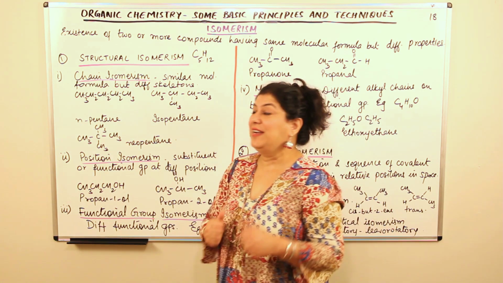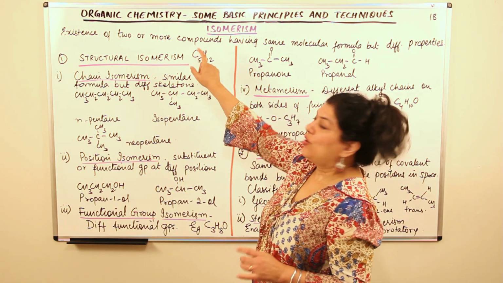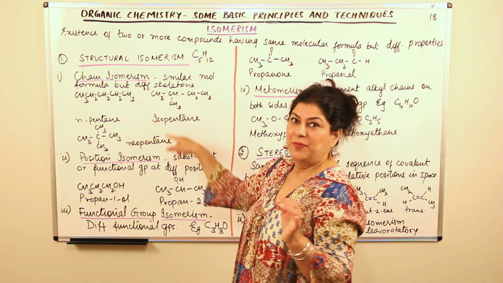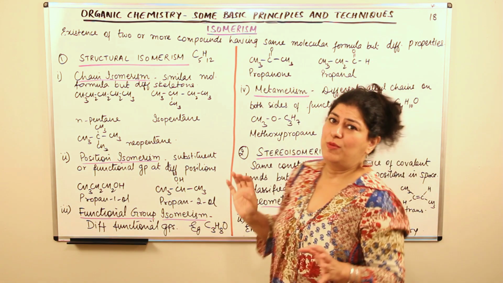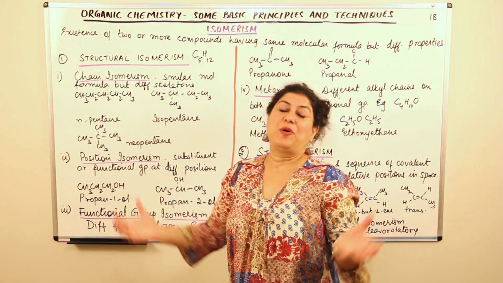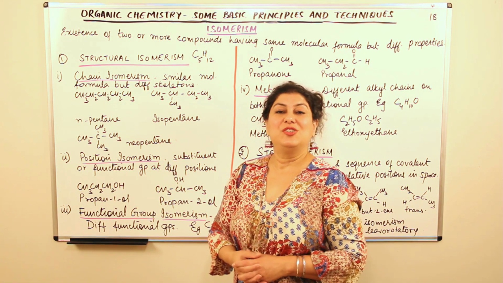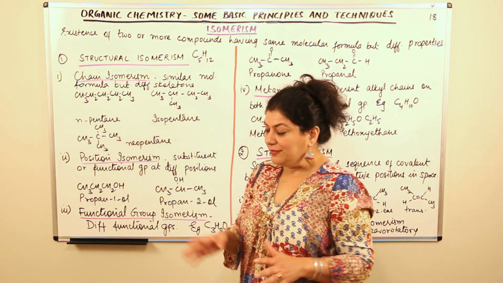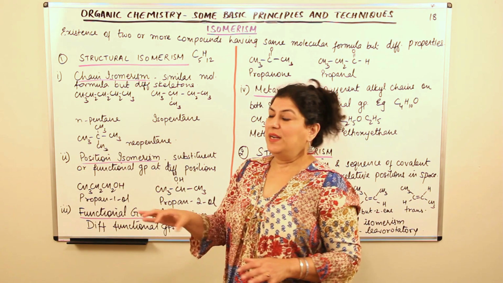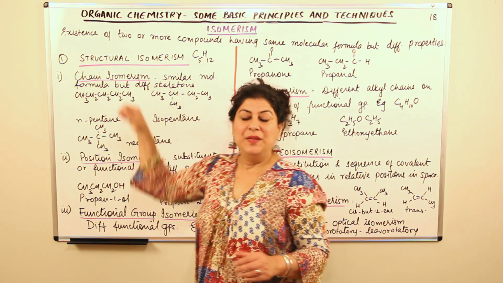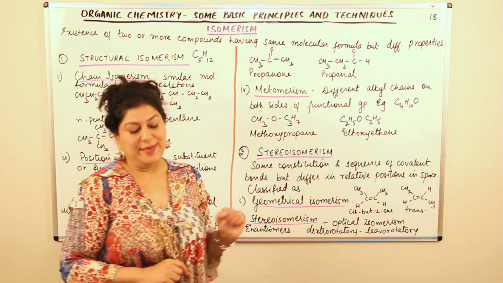So how do you define isomerism? The existence of two or more compounds having the same molecular formula but different properties. This phenomenon is known as isomerism. Isomerism can be classified into two categories. One is structural isomerism and the other is stereoisomerism.